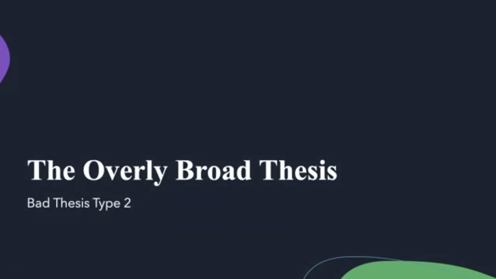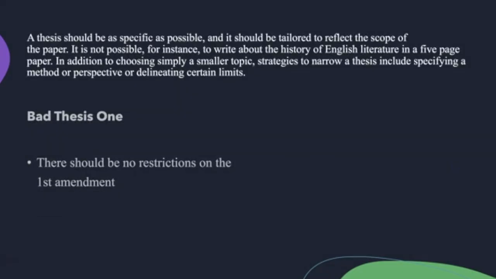You can also do an overly broad thesis statement. See, a thesis should be as specific as possible and it should be tailored to reflect the scope of the paper. It's not possible, for instance, to write about the history of English literature in a 5-page paper. In addition to choosing simply a smaller topic, strategies to narrow a thesis include specifying a method or perspective or delineating certain limits. So, Bad Thesis 1 wants to do that.